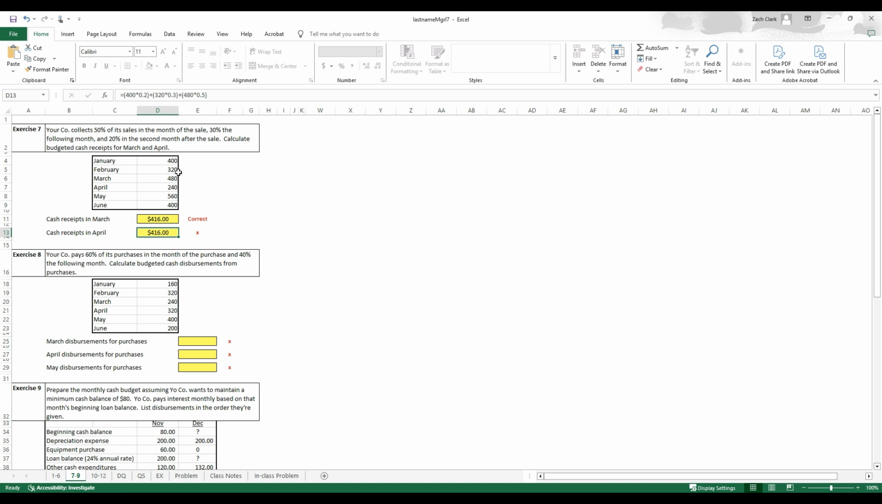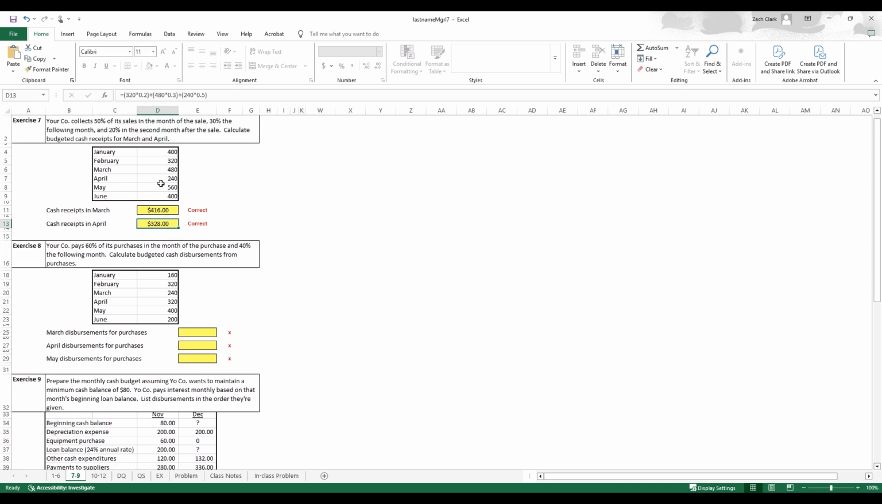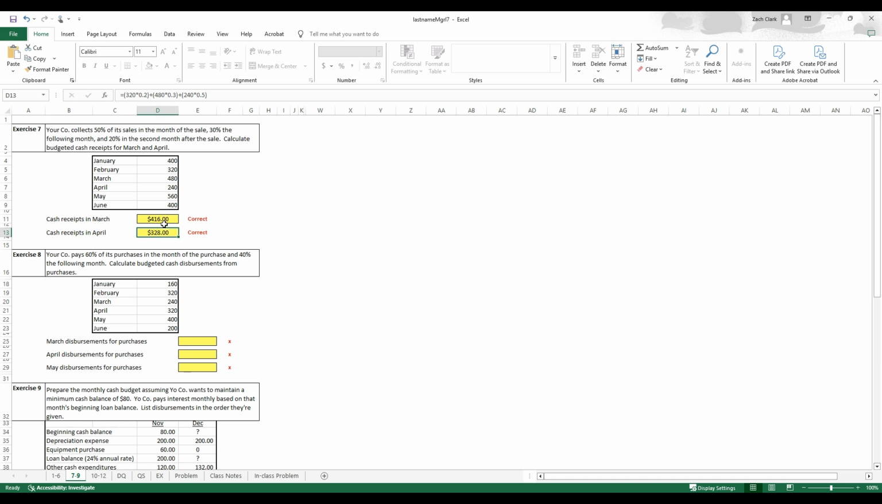But in April, we're going to have $320 was in February initially, and now later, to the second month after the sale, we're collecting 20%. So that's that piece. The March amount that we're going to be collecting in April then is the 30%, because March was 480 times the 30%. And then again, we're going to collect half of the sales that were directly in April in that month. So that brings us up to 328 total.